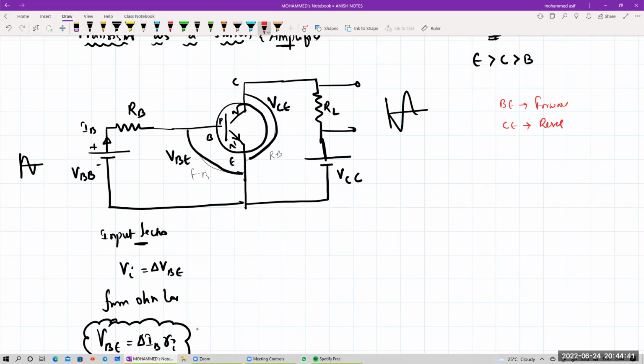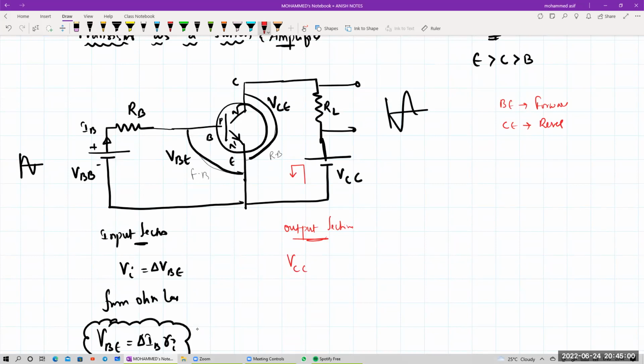For the output circuit, this is your output circuit. Apply KVL for this one. Go like this. From here, I'm applying the KVL. Now see, if I'm writing the KVL for the output section, I'm going from here. So it will be your VCC.